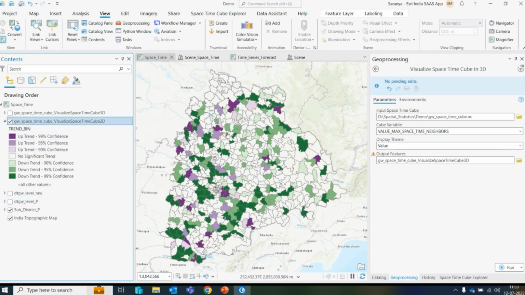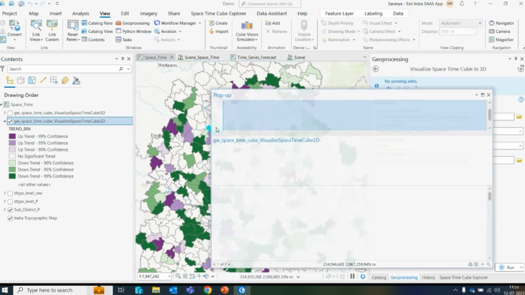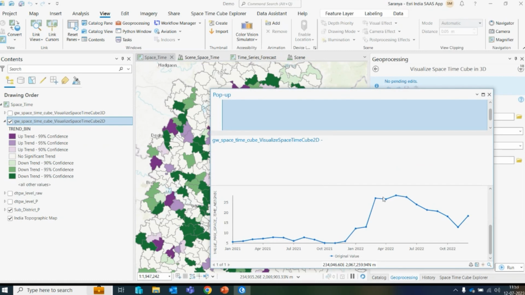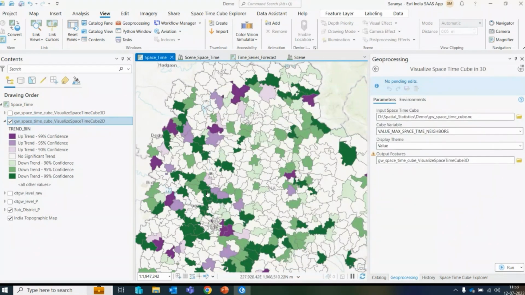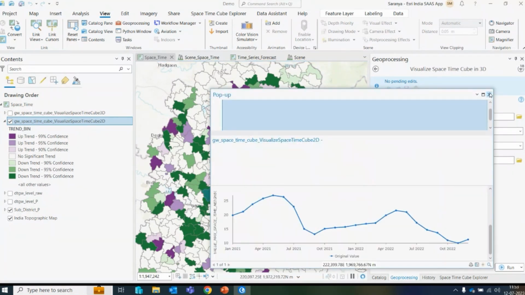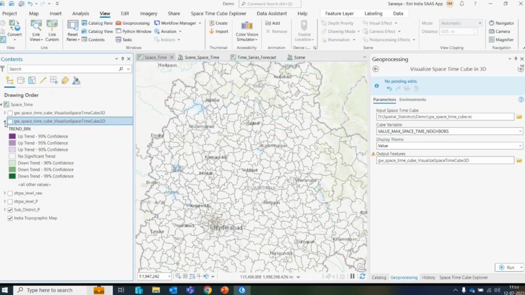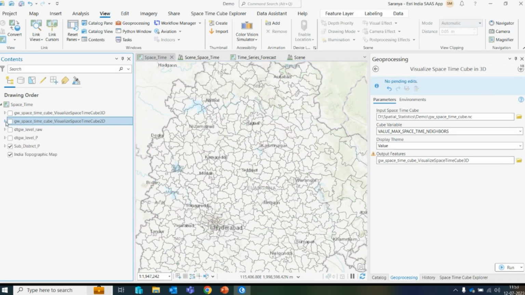So what it does is it aggregates all the data into the bins we saw earlier, and here it has aggregated into bins corresponding to the sub-district boundary. When you click on any of the polygons, you can see the actual trend. So these purple polygons have an uptrend, whereas the green ones have a downtrend. But even here, I'm still not able to visualize how the data is changing in space and time.